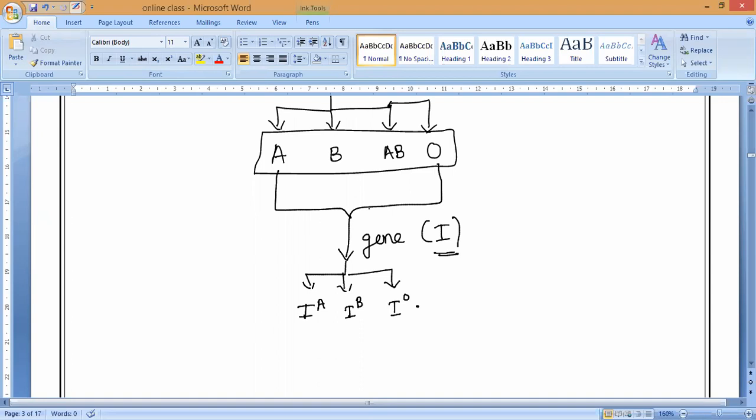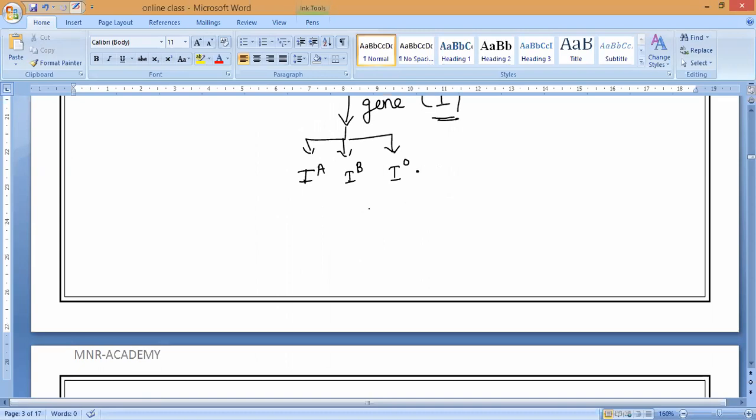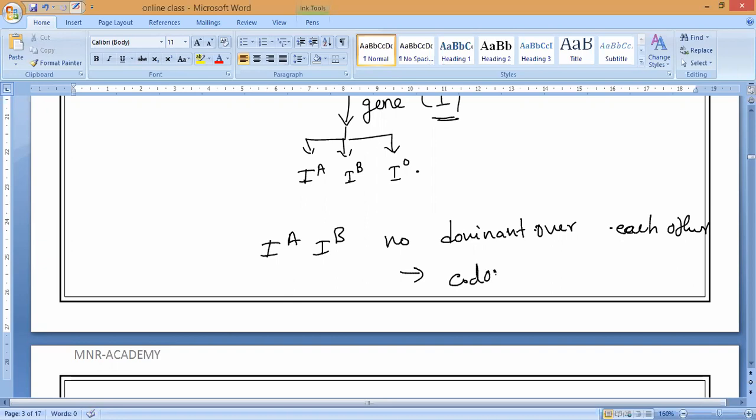So now let us take the genes. I^A and I^B show no dominance over each other, so they are called codominant. Do you understand? No dominance over each other, and that is what we call codominant. Only then is it possible to get AB blood group. So they are called codominant.